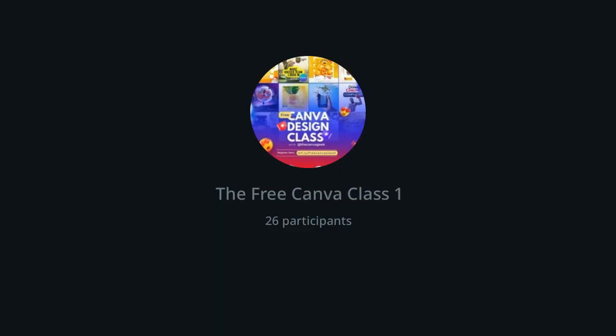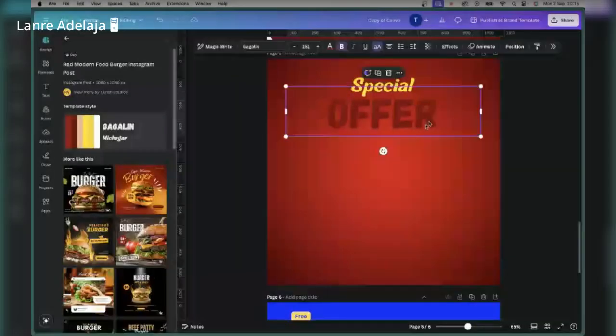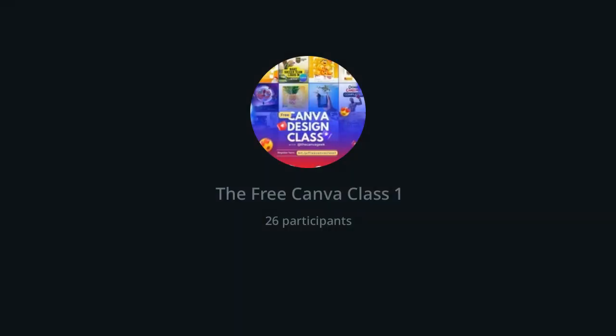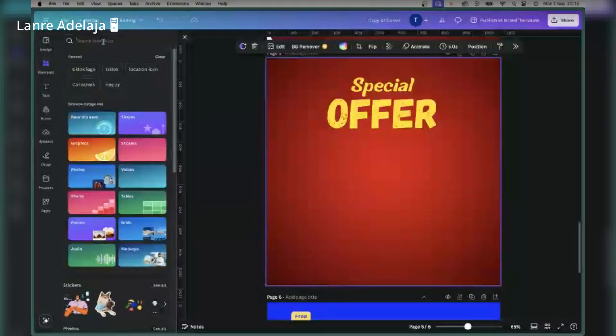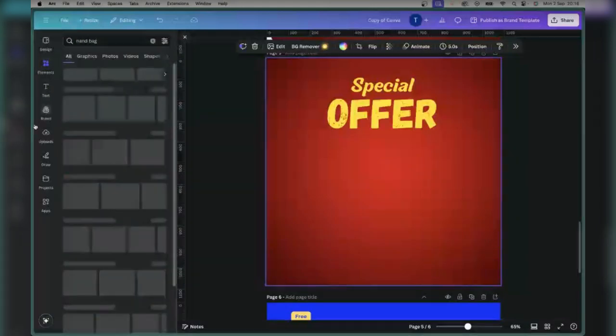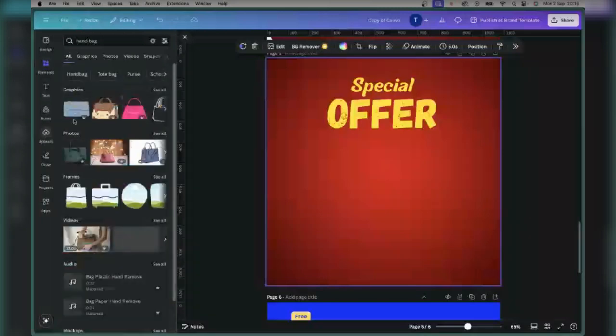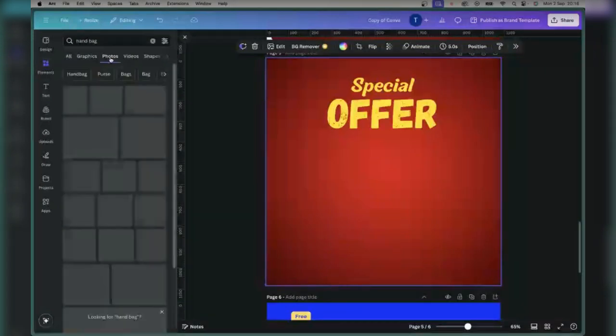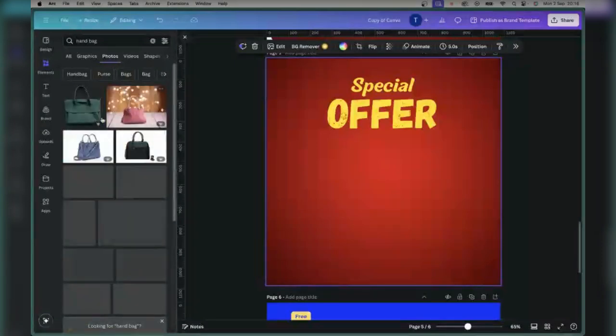So I'll say special offer, and I can change the color to maybe yellow. So I'm looking for bags. There are only two ways I can get bags into this place. Either I go to elements and I type handbag, or the bags that I sell, I have a picture of them, I come to uploads and I'll upload them, but finish with this first. When you type handbag here, you go to photos on this tab, and from photos, you can find handbags.